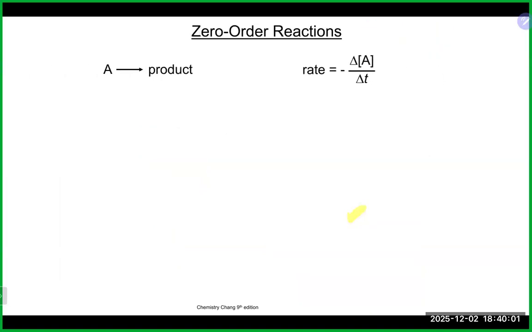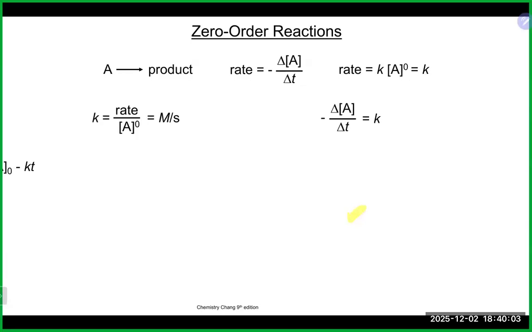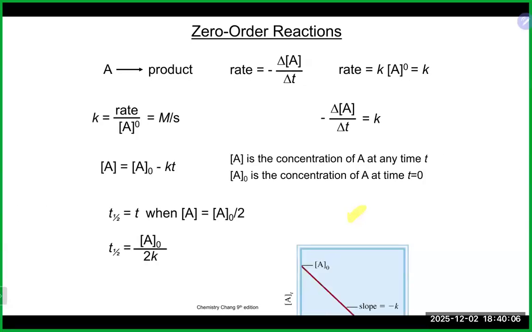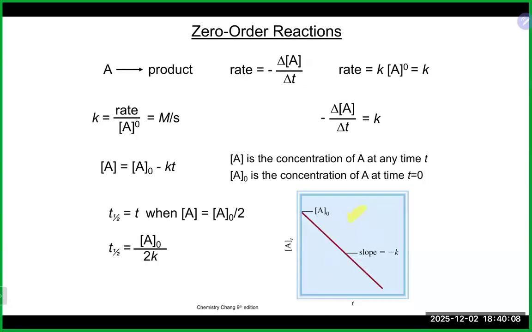The third sort of common reaction is a zero order reaction, and with a zero order reaction, you will have a rate constant that has the same units as the rate, which is molar over seconds. So if you have molar over seconds for your rate constant, it's zero order. If you have 1 over molar seconds, it's second order. If you have 1 over seconds, it's first order.